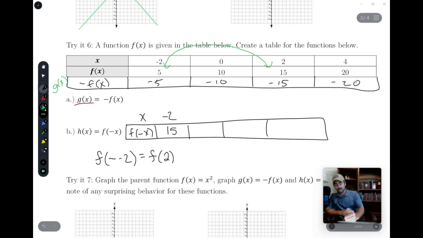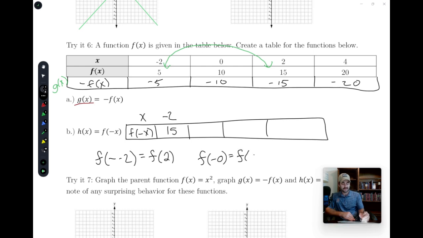Let's check out on 0. So what is f of negative 0? Oh, well, that's just going to be f of 0. So 0 is just going to leave us with 15. Oh, not 15. 0 is going to leave us with 10. Now we've got f of negative 2. Oh, which is already on our table. We can just look at f of x and go over 1. And that's going to be 5.